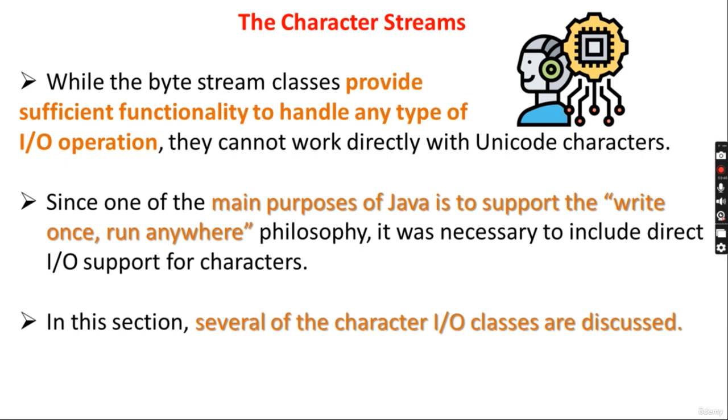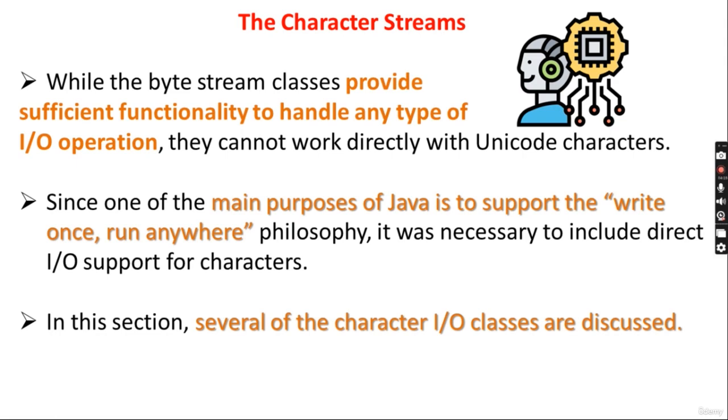Next thing is character streams. While the byte stream classes provide sufficient functionality to handle any type of input output operation, they cannot work directly with Unicode characters. Byte streams are sufficient for any type of input output, but for Unicode characters, like we have seen for worldwide use, we will require the Unicode format. Since one of the main purposes of Java is write once, run anywhere, or worldwide, this is the philosophy, it was necessary to include direct input output support for characters.